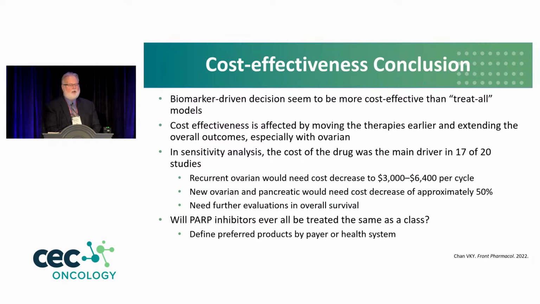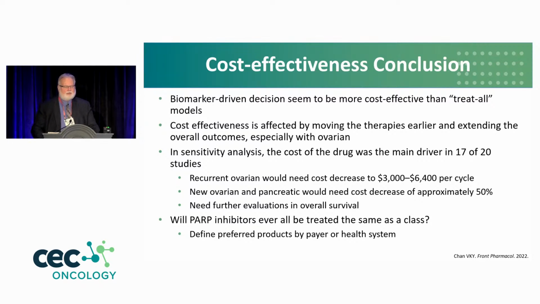So from a cost effectiveness perspective, we know that biomarker decision seems to be more effective than treating all. Cost effectiveness is affected by moving therapies earlier and then by extending overall outcomes. So we might see this change over time as we lengthen those outcomes. And we've seen this in the ICER analysis a few times where the first time they do the analysis, it's not cost effective. They go back at a later time and you've got a longer follow-up, and now that outcomes is driving it. So the outcomes is going to be very important.